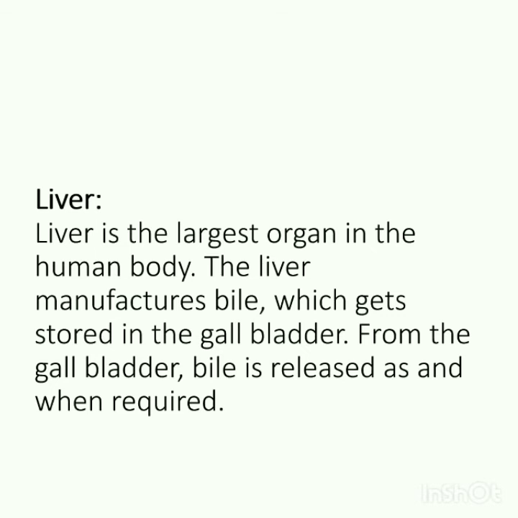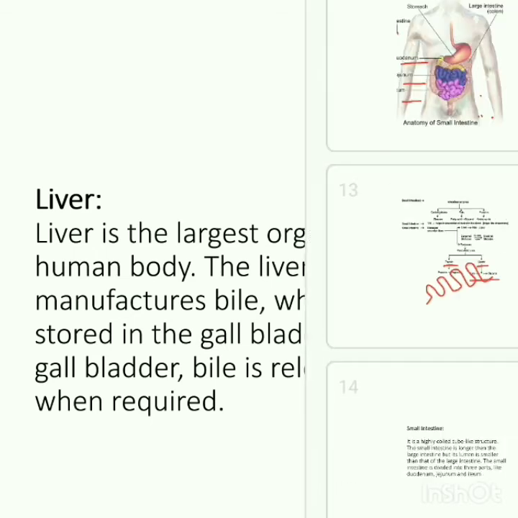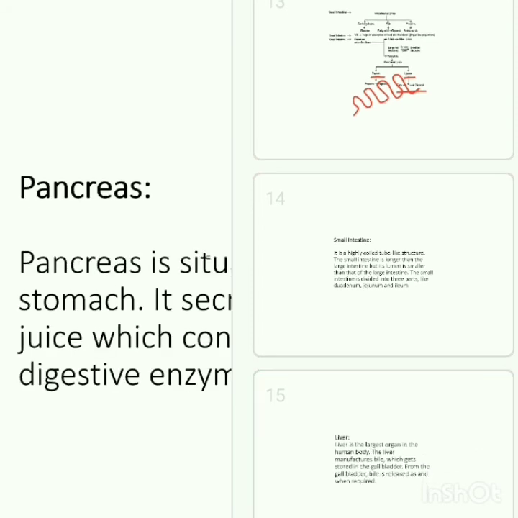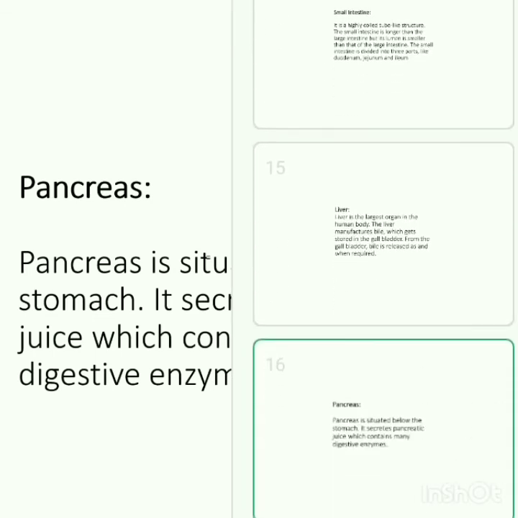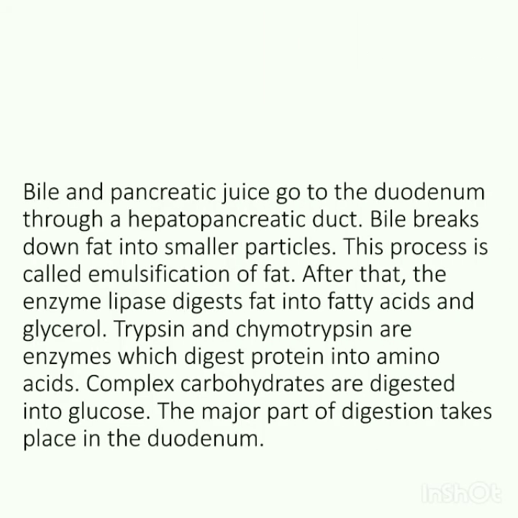The liver manufactures bile, which gets stored in the gallbladder. From the gallbladder, bile is secreted or released as it is required. Then the pancreas. The pancreas is situated below the stomach. It secretes pancreatic juice, which contains many digestive enzymes, that is trypsin and lipase. Then bile and pancreatic juice go to the duodenum through the hepatopancreatic duct.